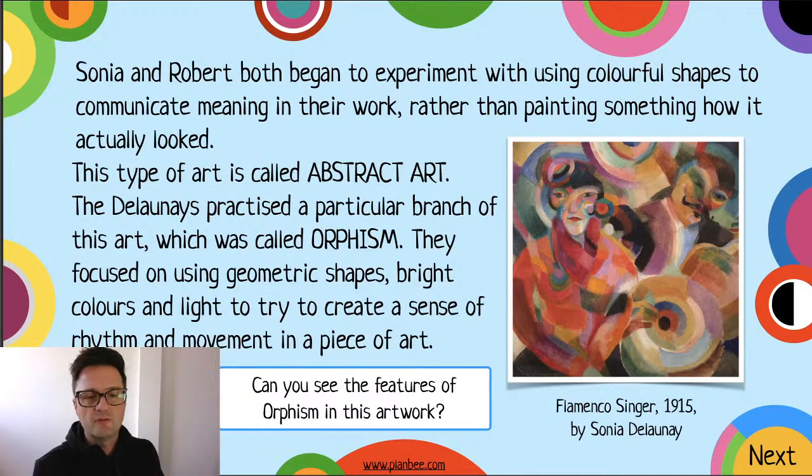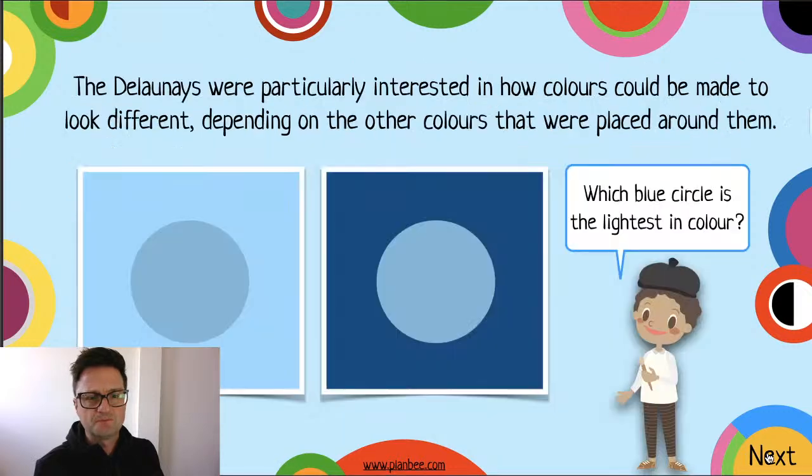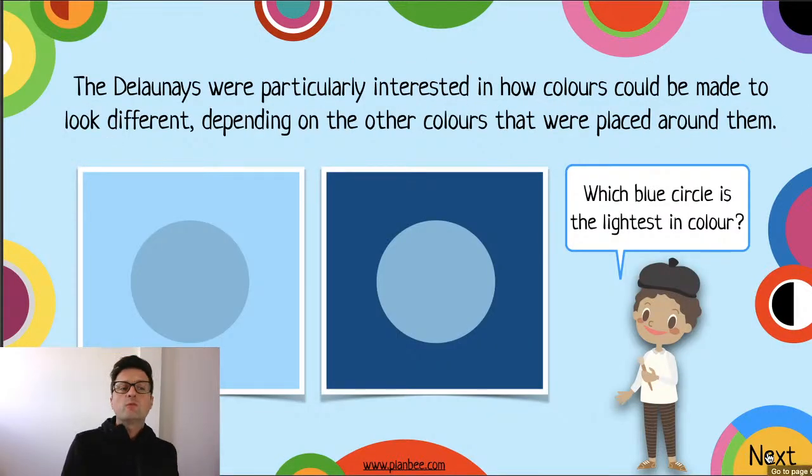Circles, they're important, which we'll go on to find out more about. The Delauneys were particularly interested in how colours could be made to look different, depending on the other colours that were placed around them. Now, I'd like you to look really carefully.